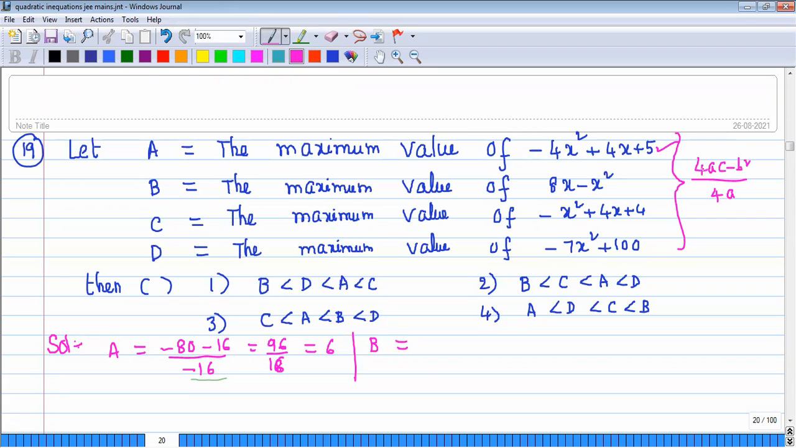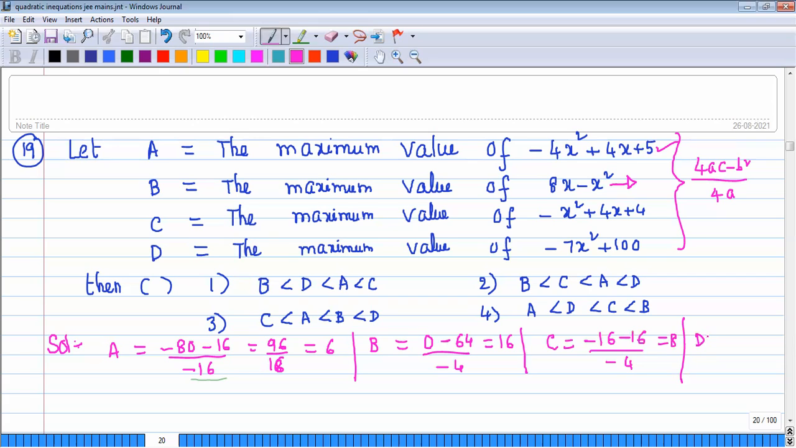B is equal to what? 4AC means the C value is absent, the constant value is absent, so C is 0, and we get 0 minus B square, minus 64 upon minus 4, which is 16. Next, go to C. 4AC means minus 4 into minus 1 into 4, so minus 16, and minus 16 minus 16 is minus 32, upon minus 4, which is 8.